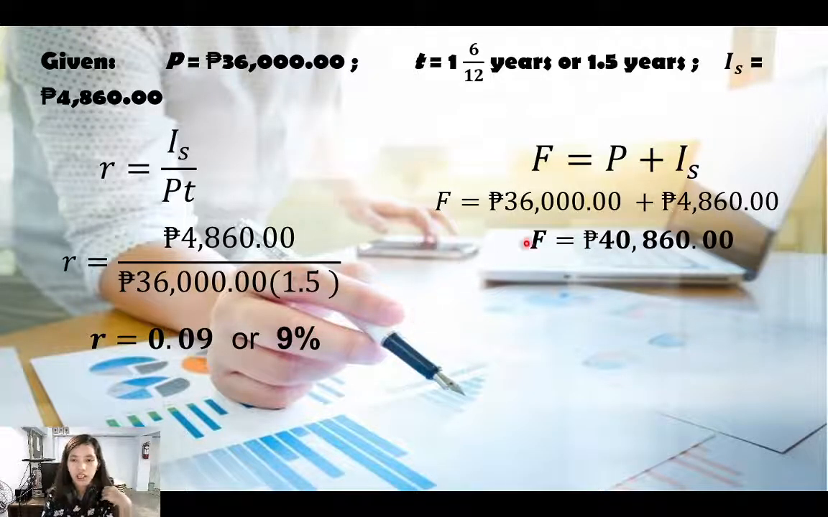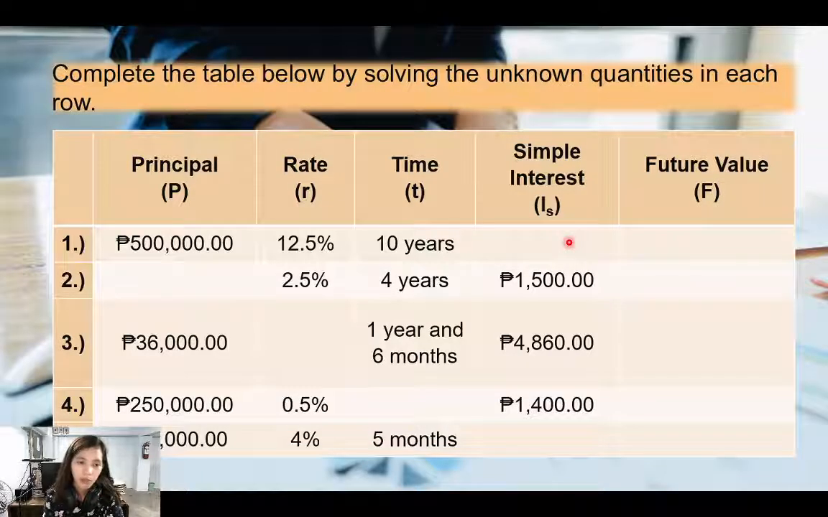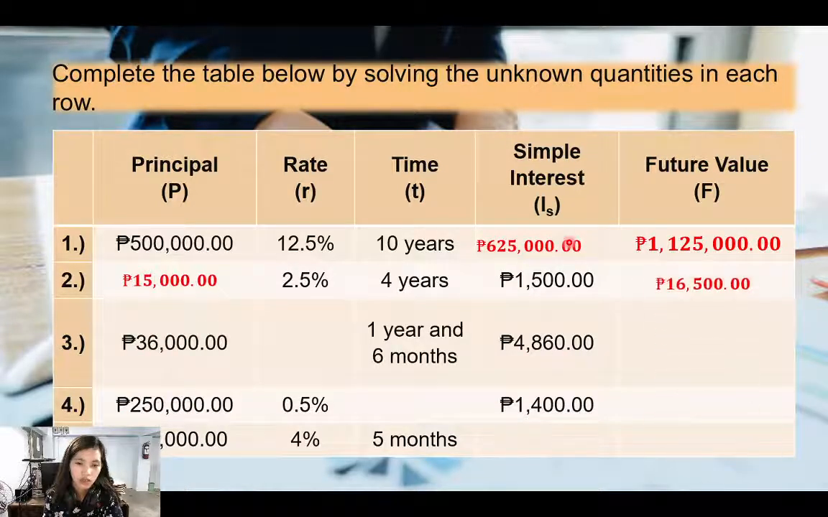Next, let us find the future value. Just simply add the principal amount and the simple interest amount. 36,000 plus 4,860 is equals to 40,860. Yeah, madali lang naman pag simple interest. So, ilalagay natin ang ating sagot.